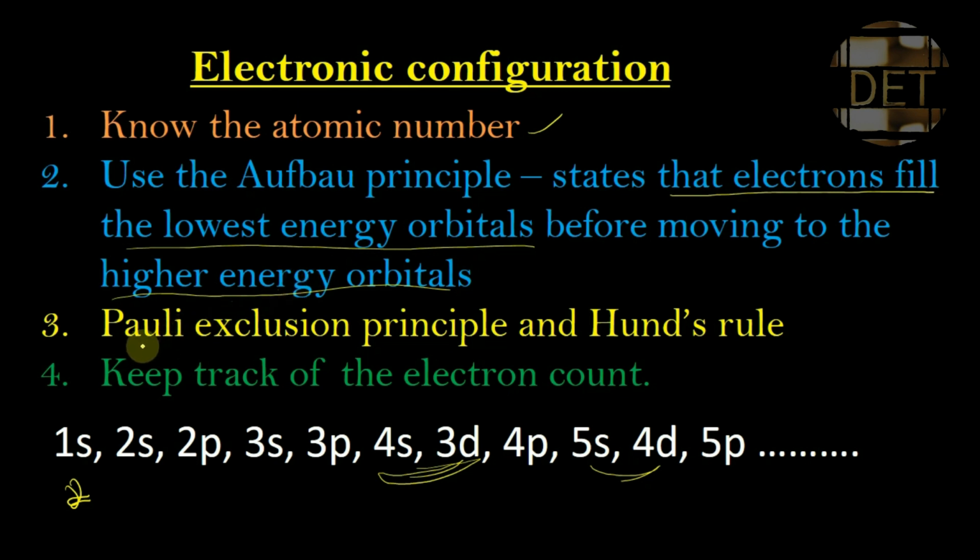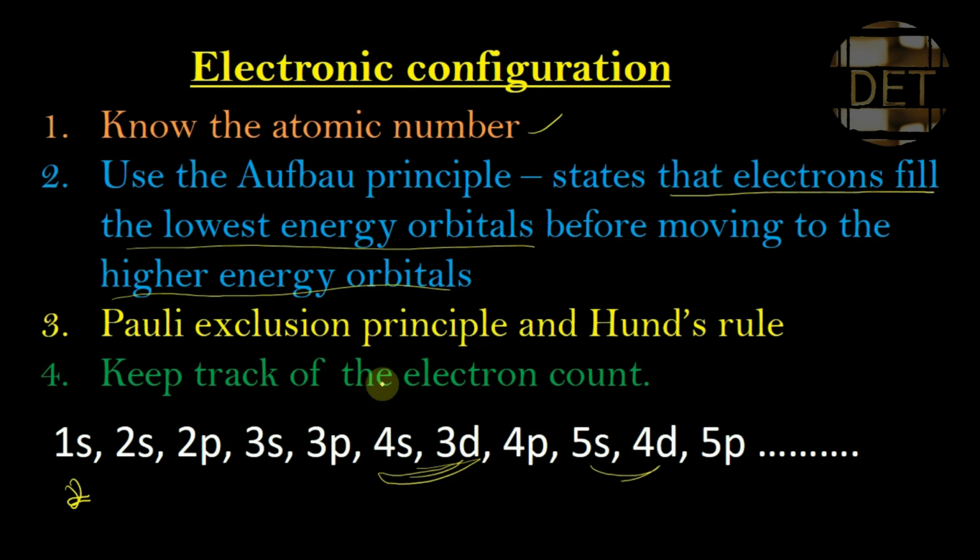Then you must always take note of the Pauli exclusion principle and Hund's rule. There is a separate video where I explained the Aufbau principle, Pauli exclusion principle, and Hund's rule. So for more understanding, you can go and watch the video on that. Then the fourth thing that you must do when you are writing out the electronic configuration of an element is that you must keep track of the electron count.